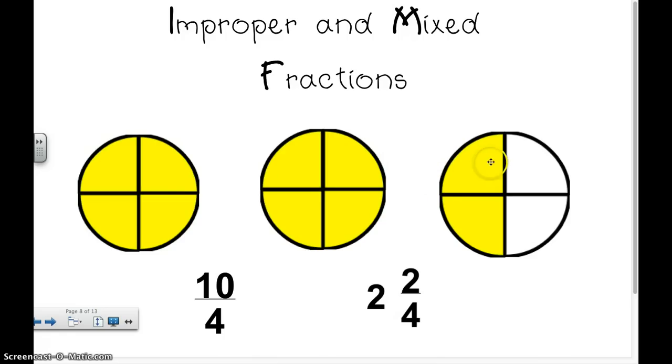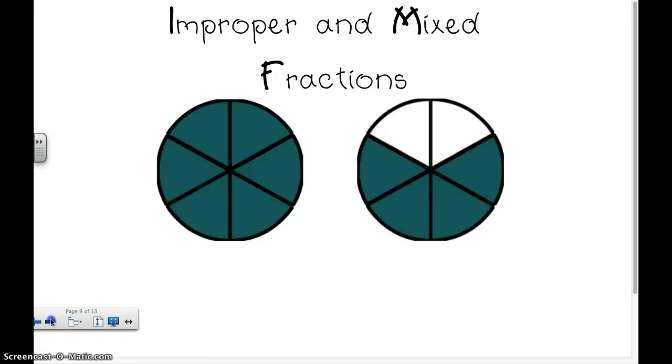They are all split into 4 pieces. So my denominator is how many pieces one circle is split into, which is 4. Then my numerator is how many are shaded in, 10 pieces. If I go over here to the mixed fraction, I have 2 wholes right here and 2 fourths. So 2 wholes and 2 fourths. That's how much I have shaded in. So both of these are equivalent. One of them is improper and one of them is mixed.